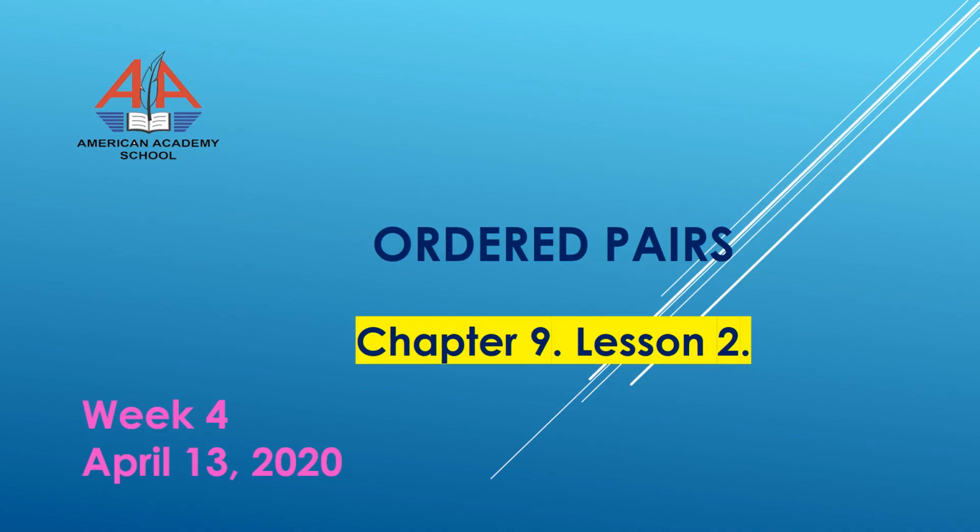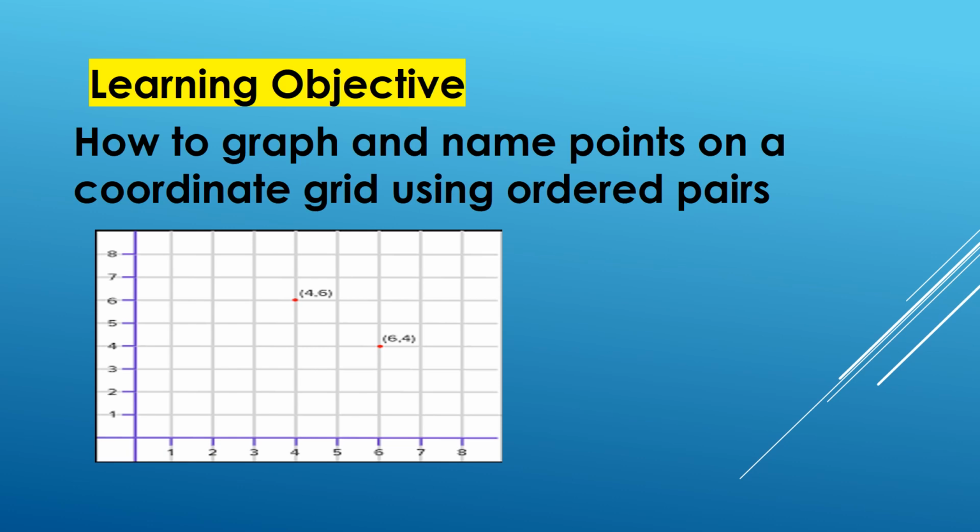Today's lesson is ordered pairs. It's chapter 9, lesson 2. Remember, this is week 4, April 13, 2020. This lesson is very easy, and I bet that everyone will love it and you will enjoy every single minute of it. What's the learning objective for this lesson? How to graph and name points on a coordinate grid using ordered pairs.